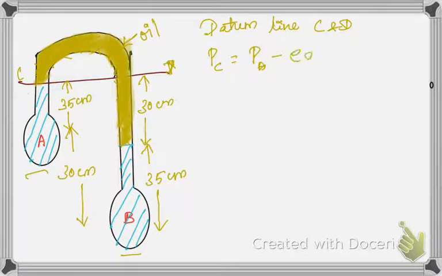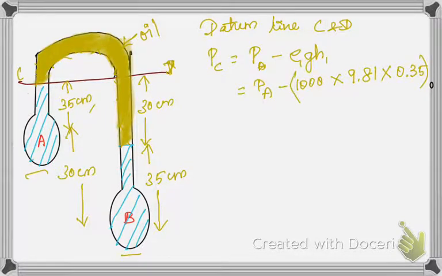minus rho g h. Since it is water, there is no need to calculate density using specific gravity. So PA minus density for water, which is 1000, into acceleration due to gravity 9.81, into my h1, which is 35 centimeter from the datum line. So I am marking it as 0.35 meter. You have to be very careful when doing the unit conversion.